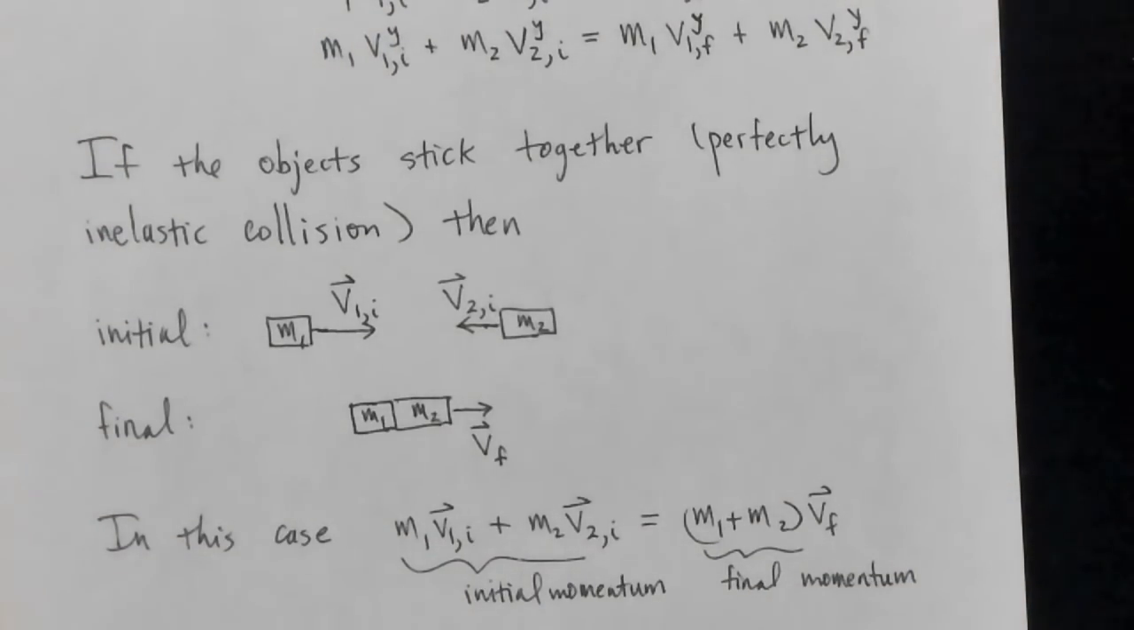Now you can also have a situation where the objects stick together. And so that's another situation where, let's do it this way. I have an object coming in, and it sticks. And you can calculate what is the velocity of these objects when they're stuck together. You do it the same way, except that in the final case, the objects move together. So you add the masses together.